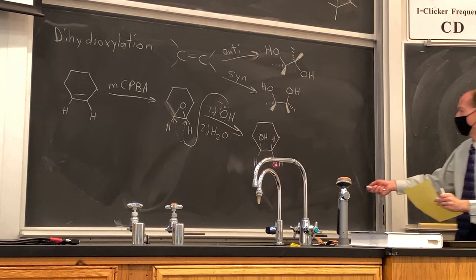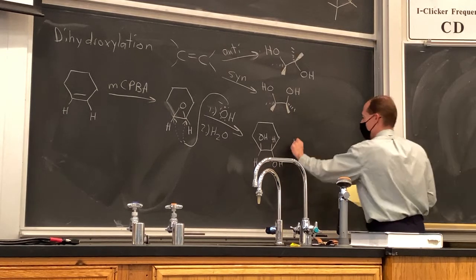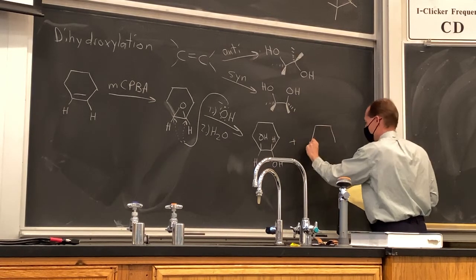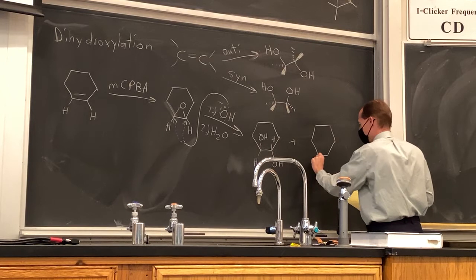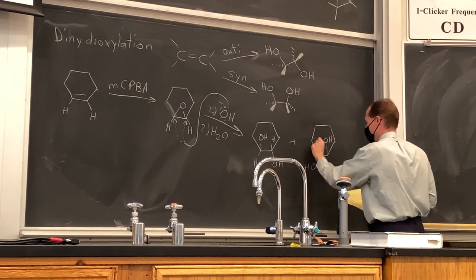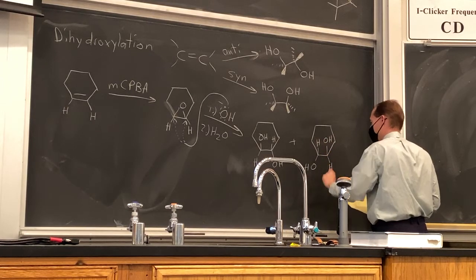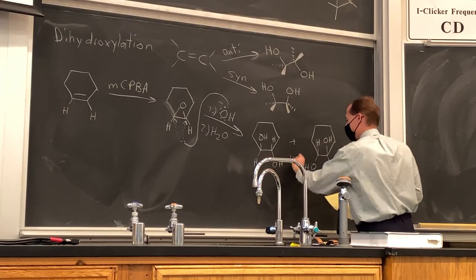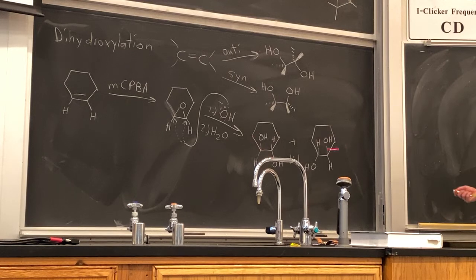Okay, this would be from attacking on the right. And then this one would be from attacking or opening that epoxide from the left. The rates would be equivalent to each other, so we get a 1-to-1 mixture. Unlike the epoxide, which is a meso compound, this is a chiral compound. There's no plane of symmetry in this diol, and so these two compounds are enantiomers.